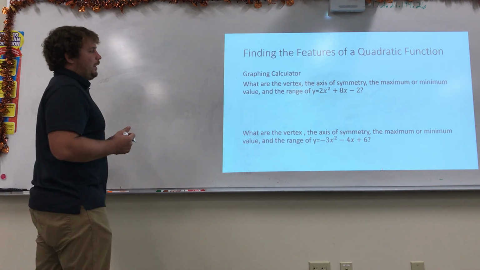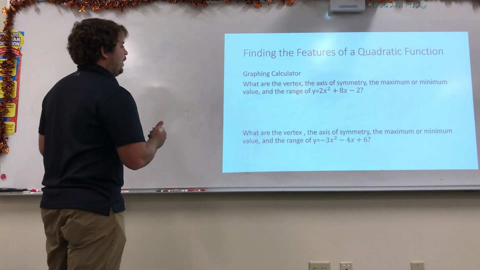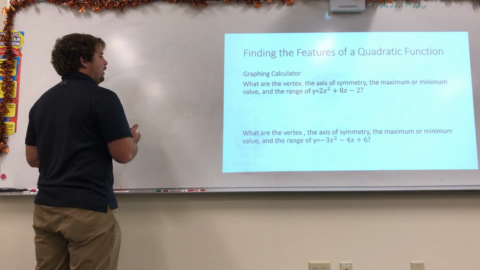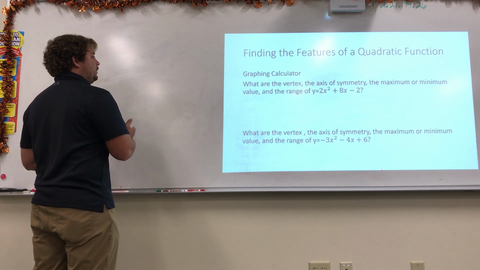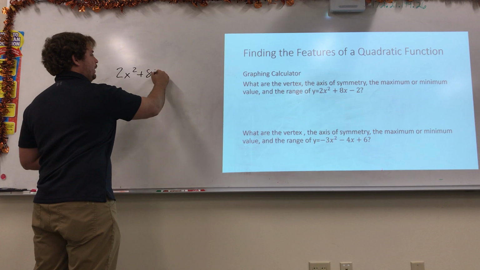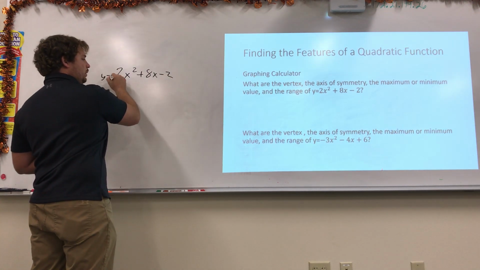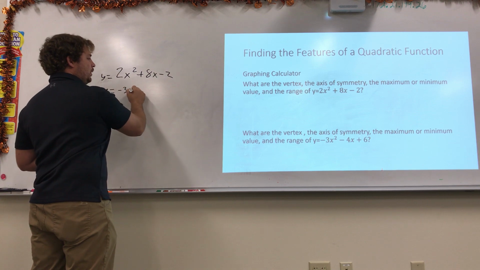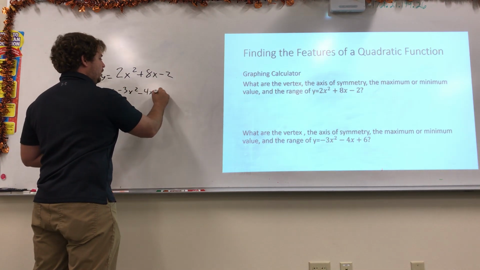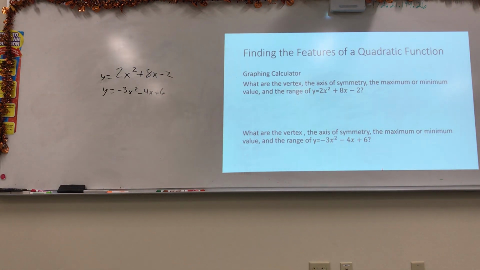What are the vertex, the axis of symmetry, the minimum or maximum value, and the range of y equals 2x squared plus 8x minus 2? So I'm going to write both of these down so we can talk about it.